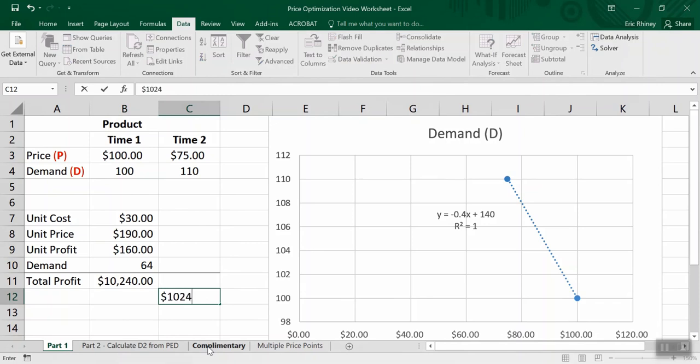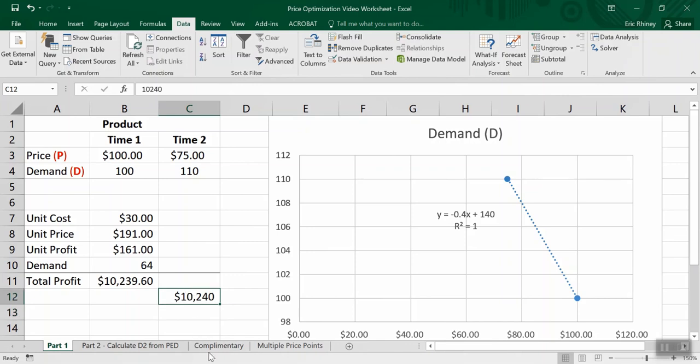$10,240. All right, so if we were to go up to 191, we see that even though our unit profit went up, our total profit went down, not by much, but it went down.